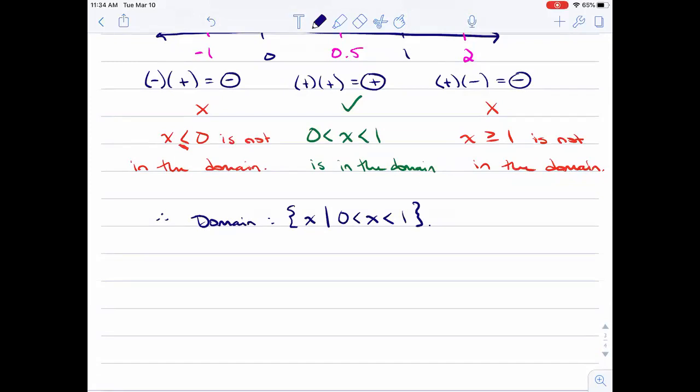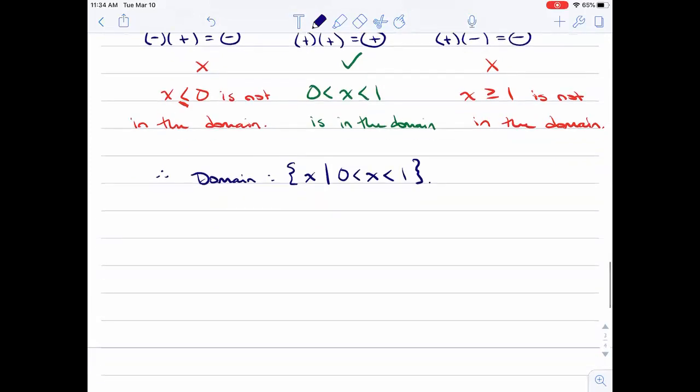Or, I know WebAssign loves interval notation. I think it's just because it's easier for it to process, right? So it's easier to enter and it's easier to process. And so, or in interval notation, from 0 to 1, round brackets. That's way easier to kind of handle. That's a biggie.